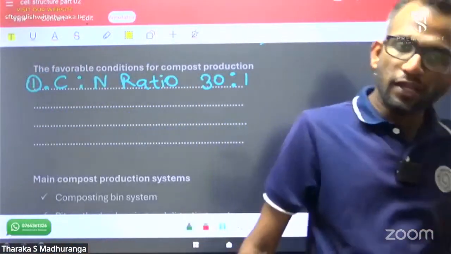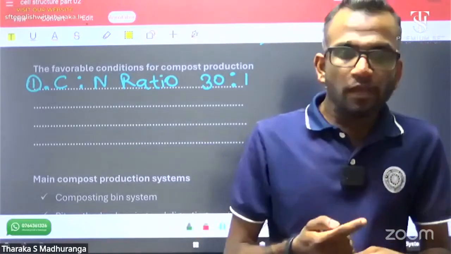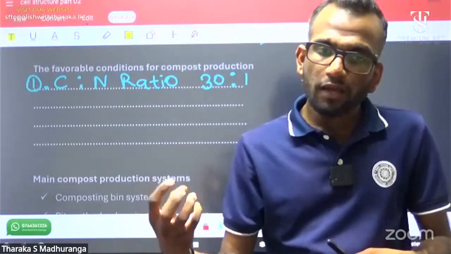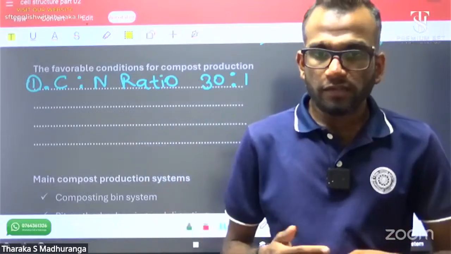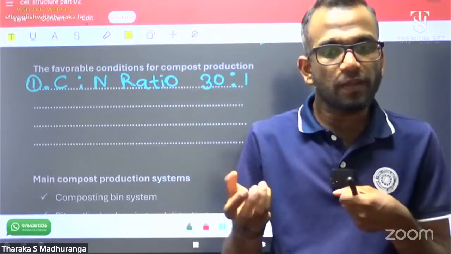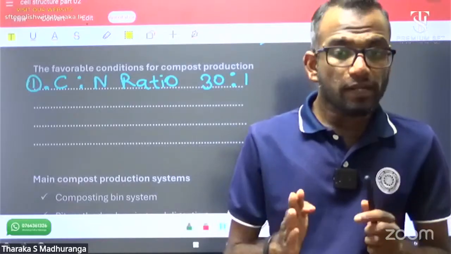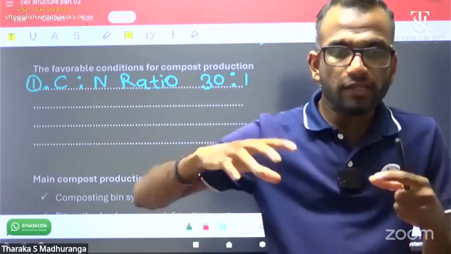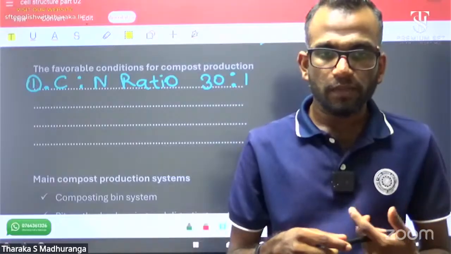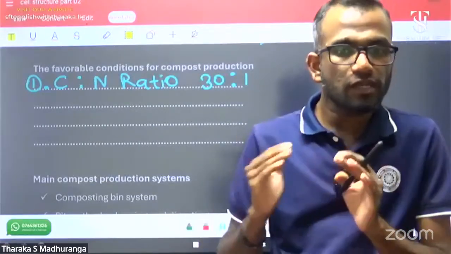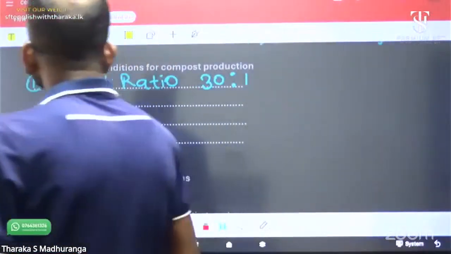Dry leaves and straw contain mainly carbon. Gliricidia leaves, cow dung, and leguminous plants like soybean provide mainly nitrogen, right? In the raw material, we have to get this ratio. For example, 30 kilograms of straw to 1 kilogram of cow dung. Understood? We have to maintain the carbon nitrogen ratio of the mixture at 30 to 1.